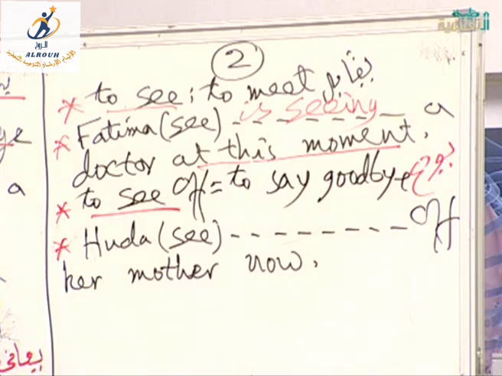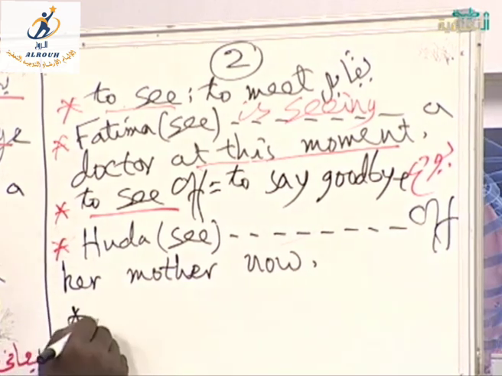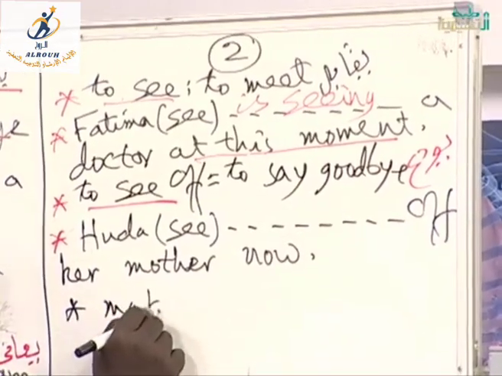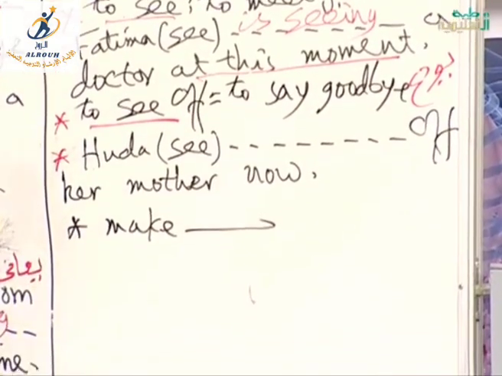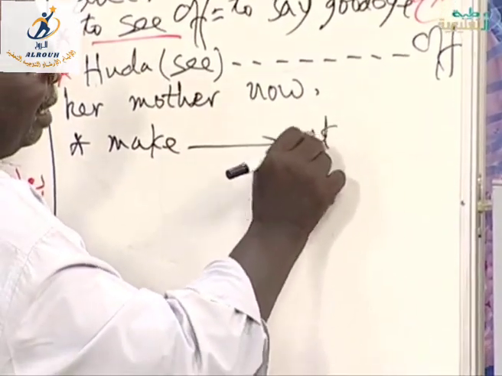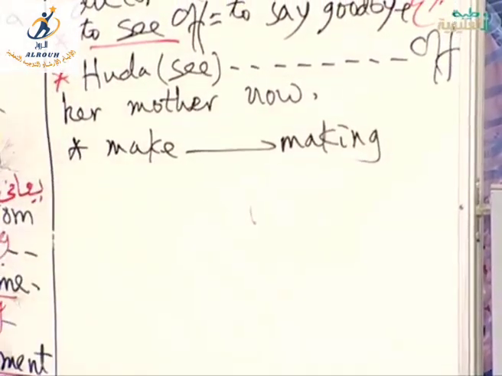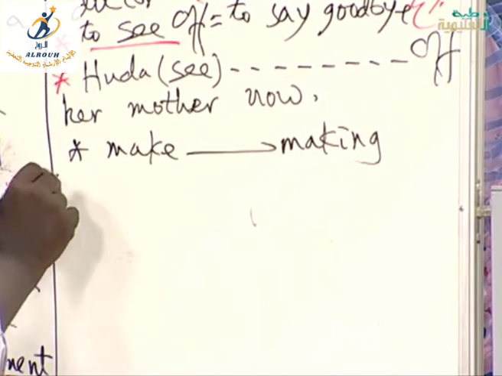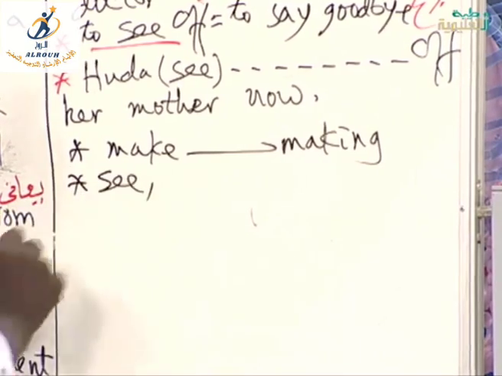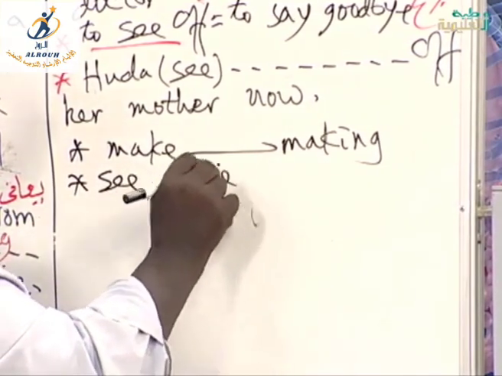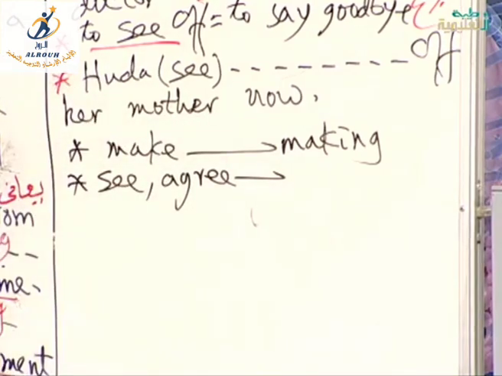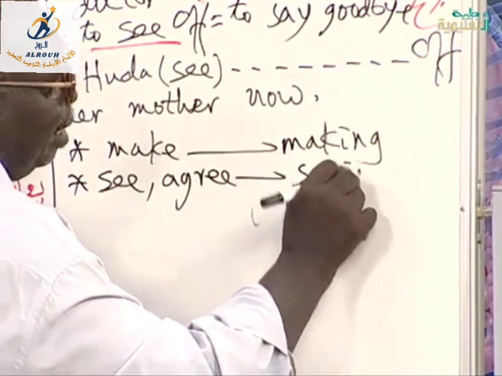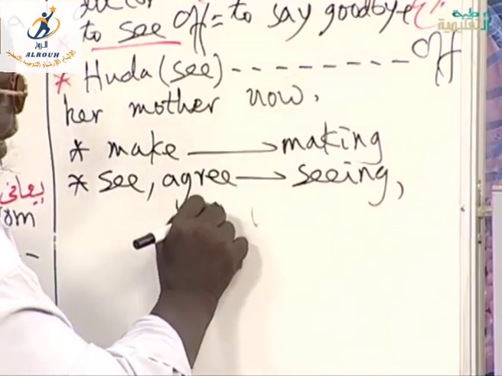You remember in our last lesson, we said that if the verb is ending in one E, and the E is silent, like make, and you want to add ing to the verb, you must drop the E before you add the ing. So we say making. You say, she is making tea for the guests. You drop the E. But if the verb is ending in double E, like see and agree, and you want to add ing to the verb, you are not going to drop any one of the two E's. You just add the ing. So you say seeing, agreeing.